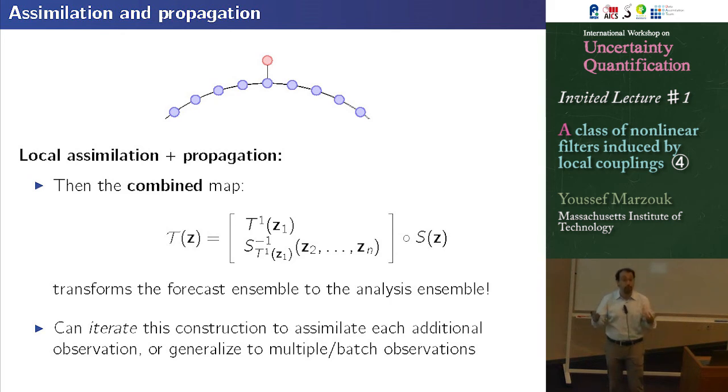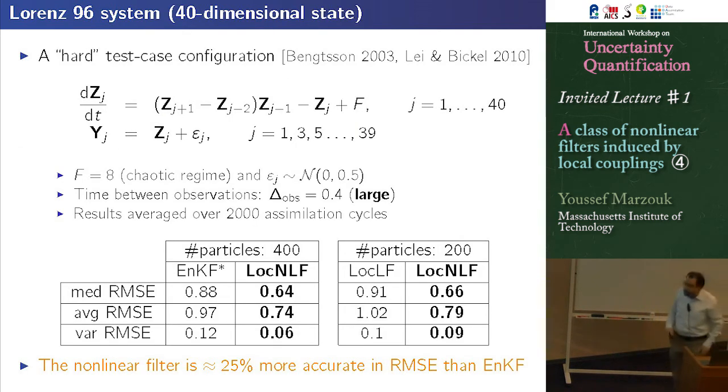So just to give you an example of how this all works, thanks for bearing with me through this whole development. This is the Lorenz 96 system, so you've probably seen this before. We're using what's considered a hard test case configuration. We have F equals 8, in the chaotic regime. We're observing every other component of the state, and the time between observations is large, 0.4, which allows the state to evolve more non-Gaussian features.